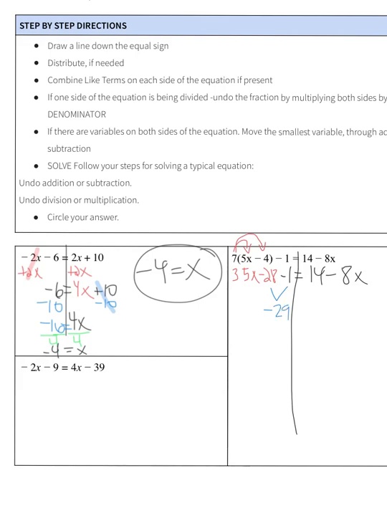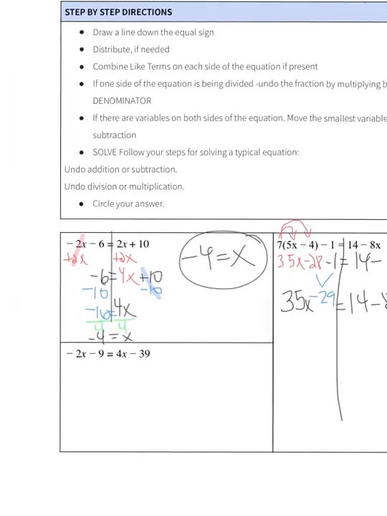I need to write the rest of the equation down. It doesn't just disappear, so I still have my 35x over here, and that is equal to 14 minus 8x. I haven't done anything with this side because there are no like terms to combine over here. We have a number and a variable. Now I'm moving on to the next step. If one side of the equation is being divided, undo the fraction by multiplying both sides by the denominator. Neither side is being completely divided, so I can skip that part. Now, if there are variables on both sides of the equation, move the smallest variable through addition or subtraction.